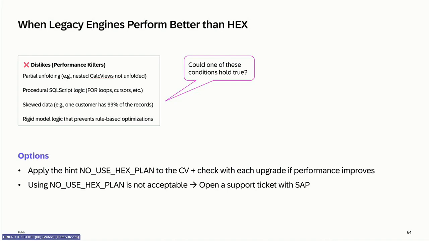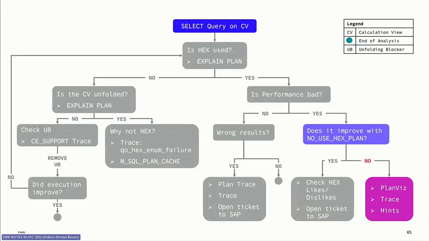One is to accept to use the hint no use hex plan, and since we introduce improvements for the HEX engine with every revision of SAP HANA Cloud, you can then check with each upgrade whether the hint is still needed. Applying a hint is always considered a workaround, so we would hope to optimize HEX over time so that the hint would no longer be needed. If using the hint is not acceptable, then you can open a ticket to SAP.